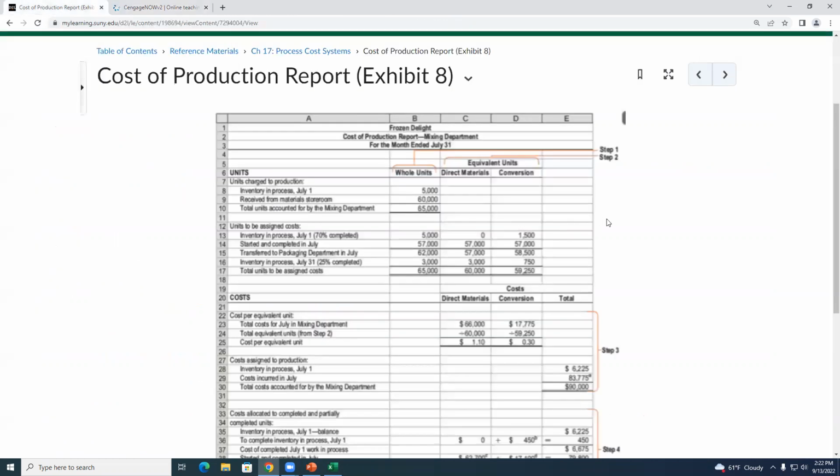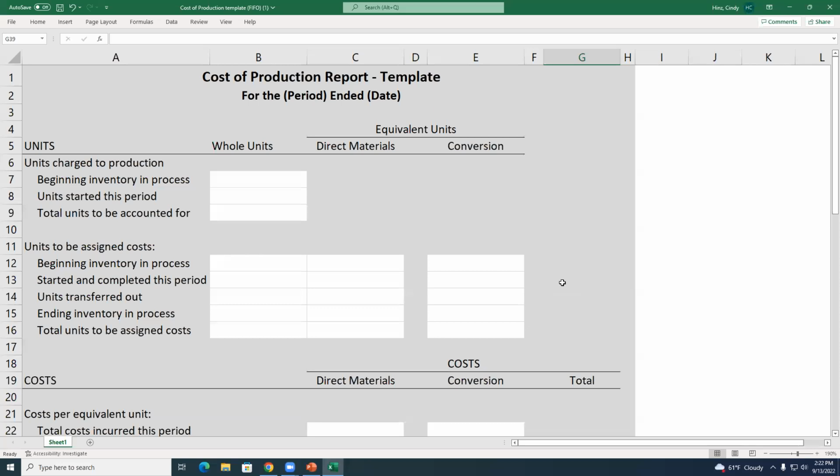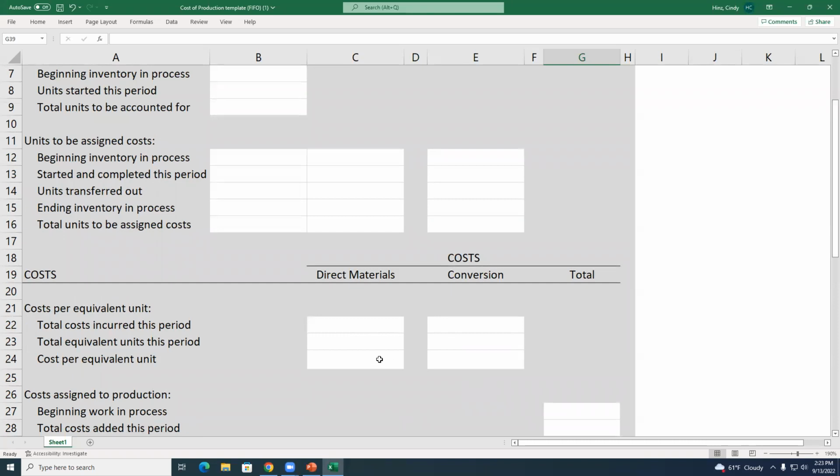If we go to the cost of production report, then what we are doing right now is step 3. But we really have to do steps 1 and 2 also, because the information isn't given to us in a format that's as useful as we might want it to be. And so in this Excel template that I have provided to you, we're going to do steps 1 and 2, and then we'll get to step 3, where we calculate the cost per equivalent unit, which is what we're asked to do for this exercise.